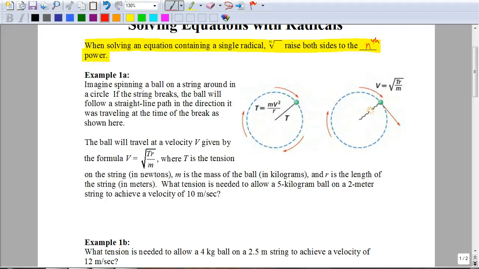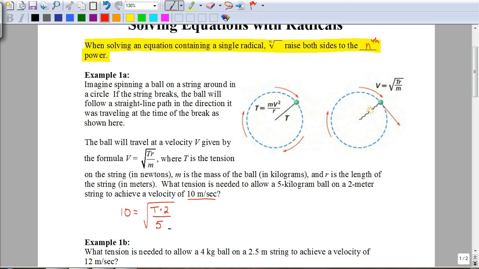Well, my first step is to take and plug in all the information that they gave us in this last sentence here into the formula that they gave us earlier. So instead of v, we know the velocity is going to be 10 meters per second. So I'm going to say 10 equals the square root. Remember, they say what tension is needed, so T is what we're trying to find. r is the length of the string in meters, and it says it's on a 2 meter string, so it's going to be T times 2 in the numerator. And m is the mass of the ball, and it's a 5 kilogram ball, so 5 is going to go in the denominator.